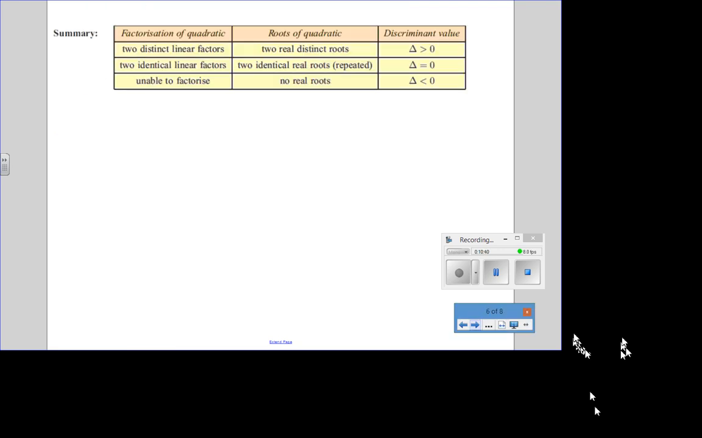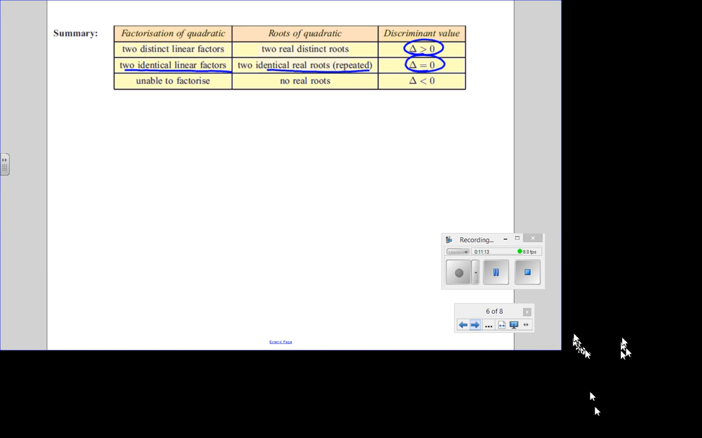So at the end of your notes, always go back and summarize. Did you actually pick up the fact that this is what we're looking for? If you have a discriminant that's greater than 0, you are looking for your two distinct linear factors. So you have two separate different factors, and they'll give you two real roots that are different. If you have your discriminant equal to 0, that's when you have a repeated root. So that means your two identical linear factors will look exactly the same.